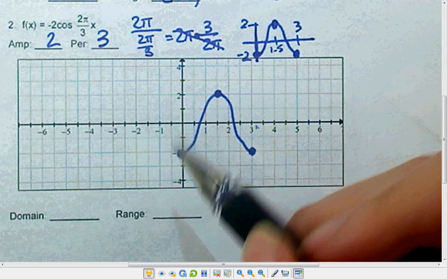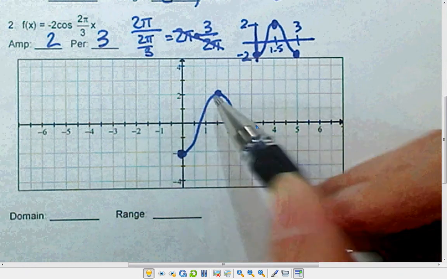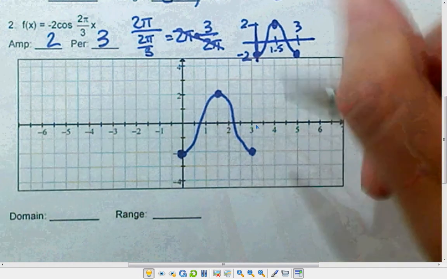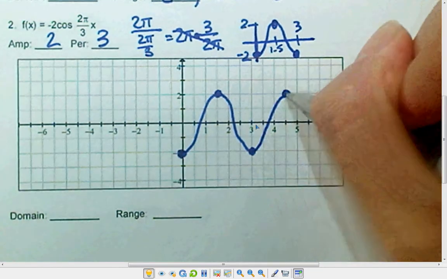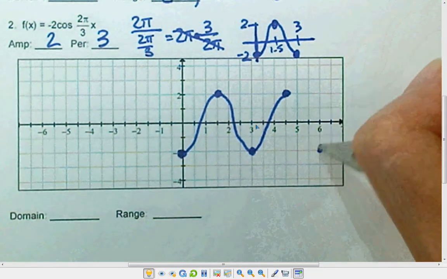So again, I'm going to repeat it. I know this is 1, 2, 3 spaces over, so 1, 2, 3 spaces over. That's my next top of the hill. 3 spaces over, that's my next point.